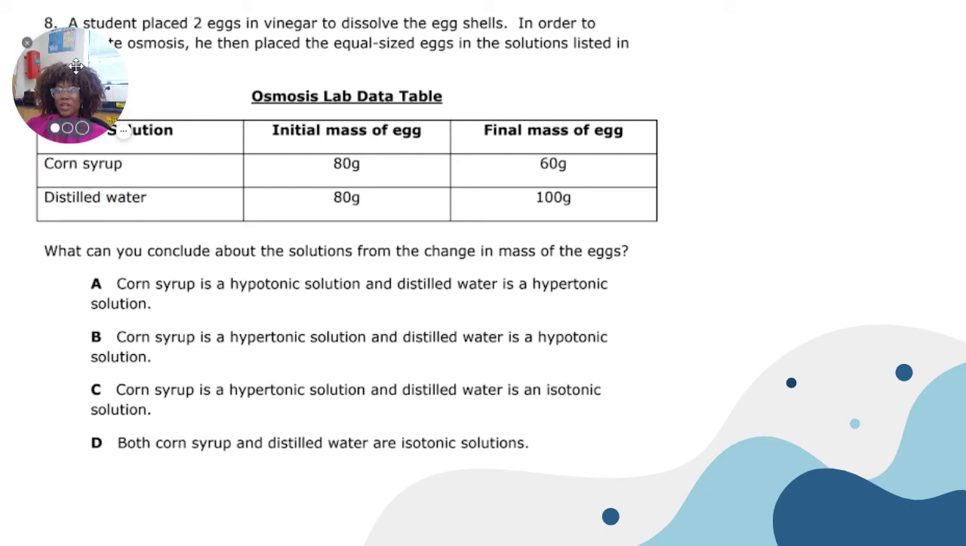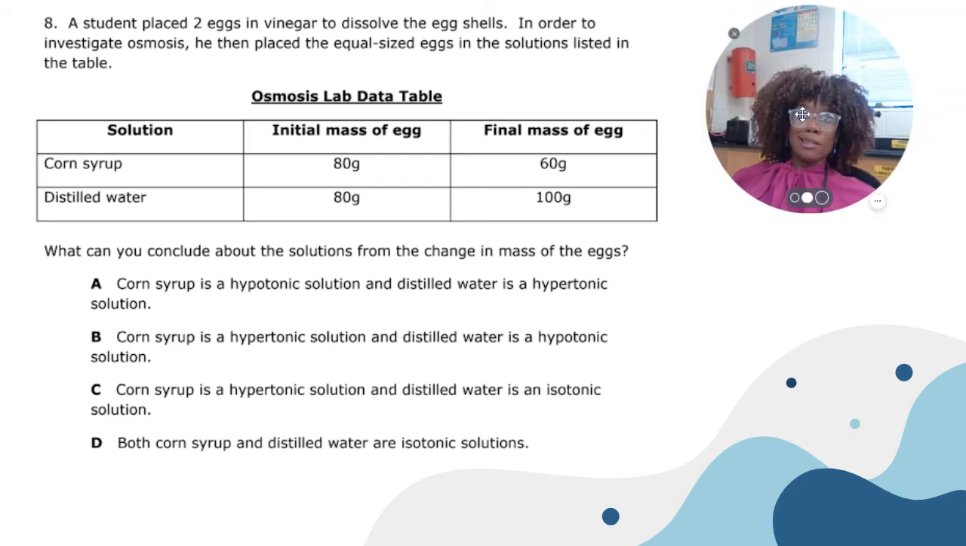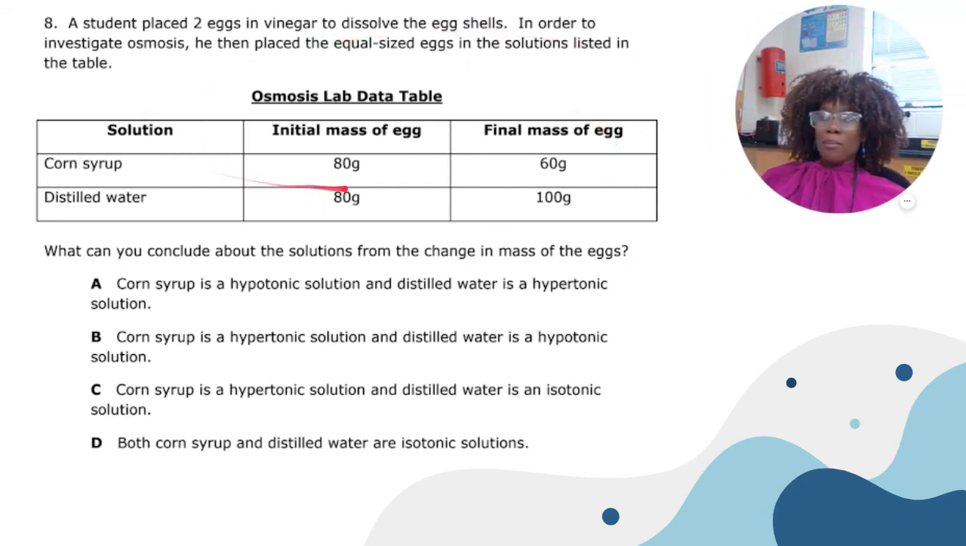Okay. That's basically the most simple way that the problems will look, but more often than not, they're going to look like this. I know it looks like it's a lot, but it's honestly very simple information, and you already have been doing awesome, so you keep doing awesome. Let's try this together. So a student is going to place 2 eggs in vinegar to dissolve the eggshells.